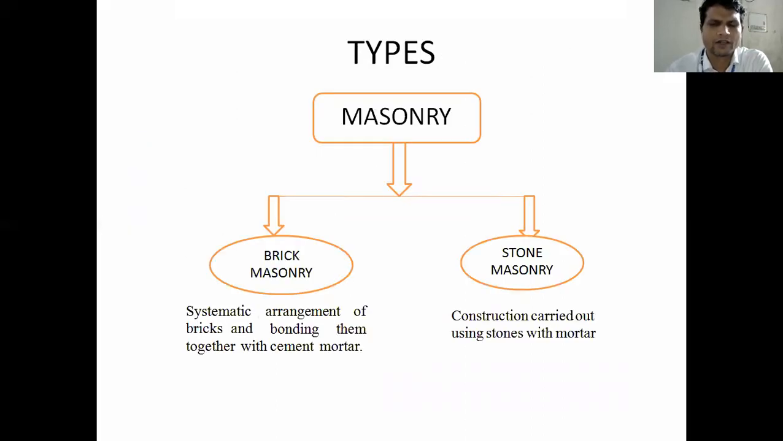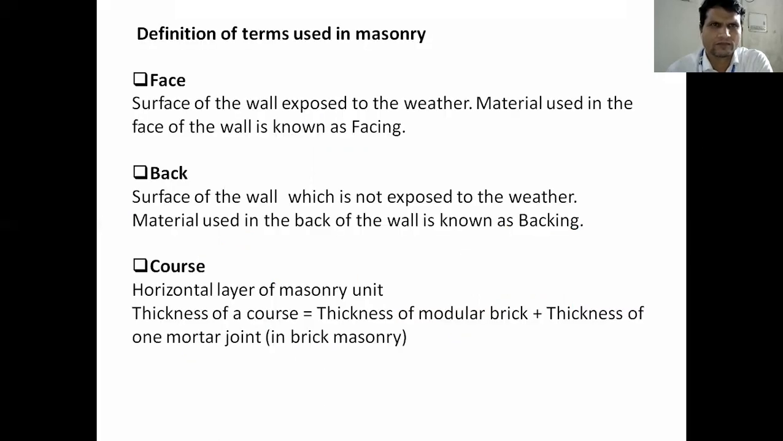I have already told that there are two types of masonry: brick masonry and stone masonry. The main terms used in masonry are face, back, and course. Face is the surface of the wall exposed to the weather. The material used in the face of the wall is known as facing. The back is the surface of the wall which is not exposed to the weather. The material used in the back of the wall is known as backing. So every wall has two surfaces: one is called the face and the other is called the back.